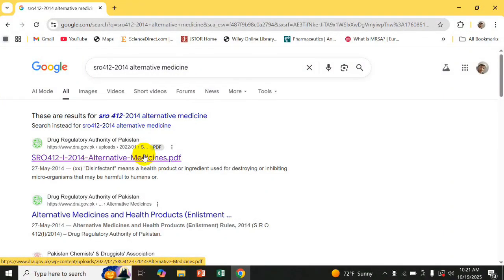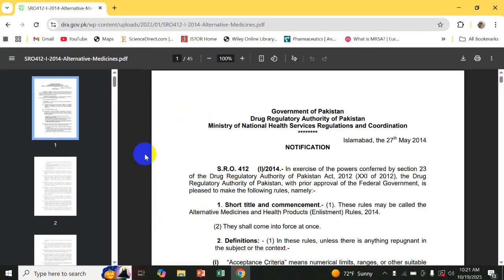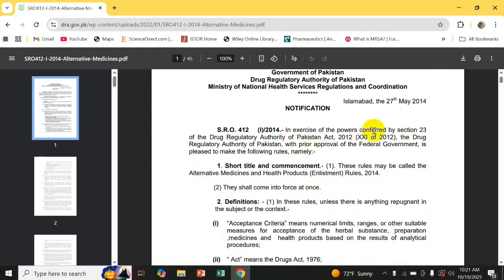Based on this SRO, we can proceed with our application and any matter related to the nutraceutical product. So first of all, we open this. So this is the SRO.